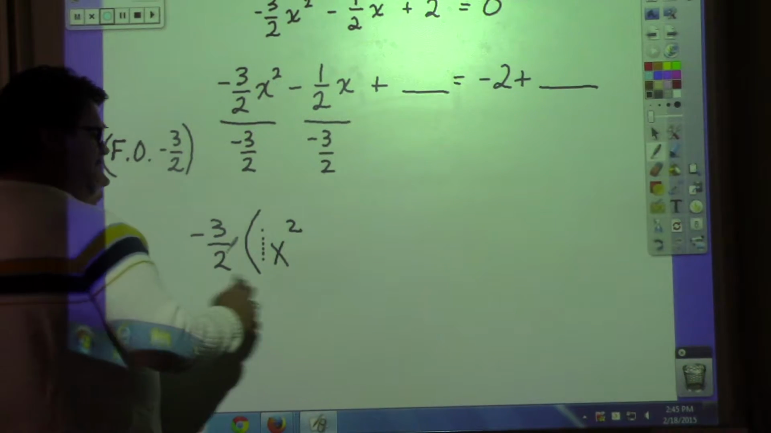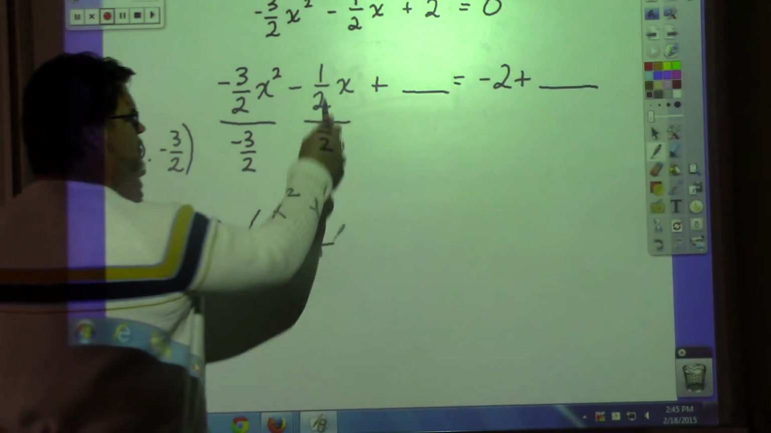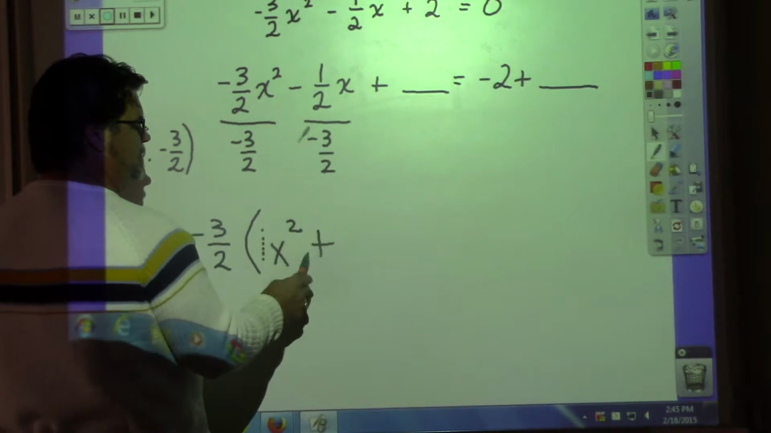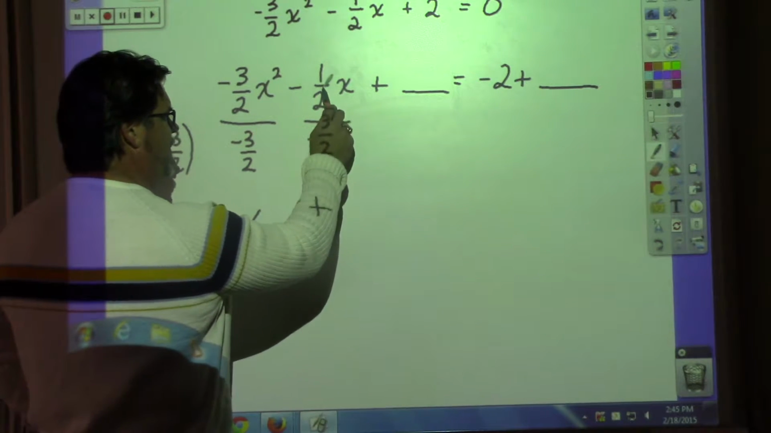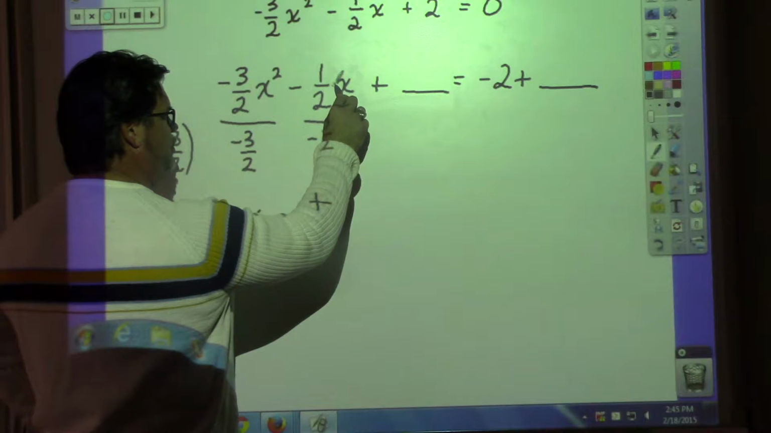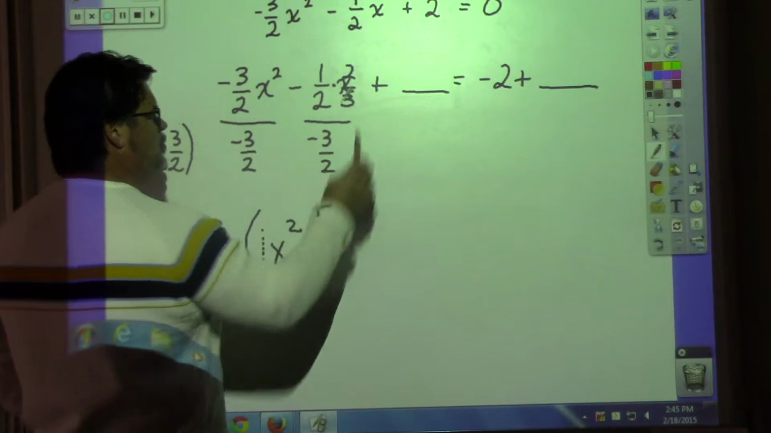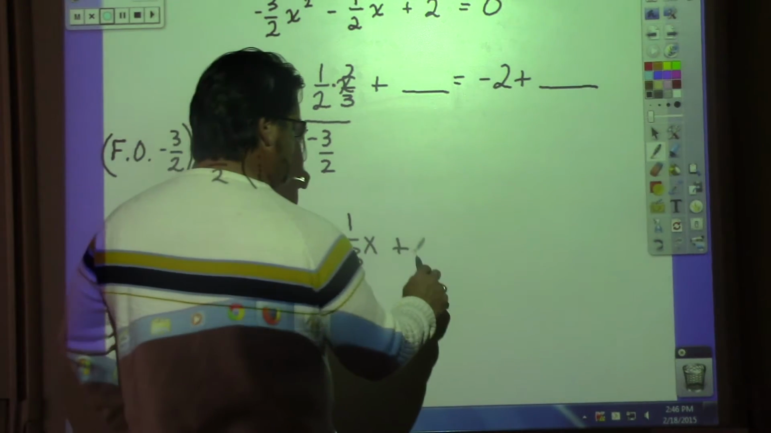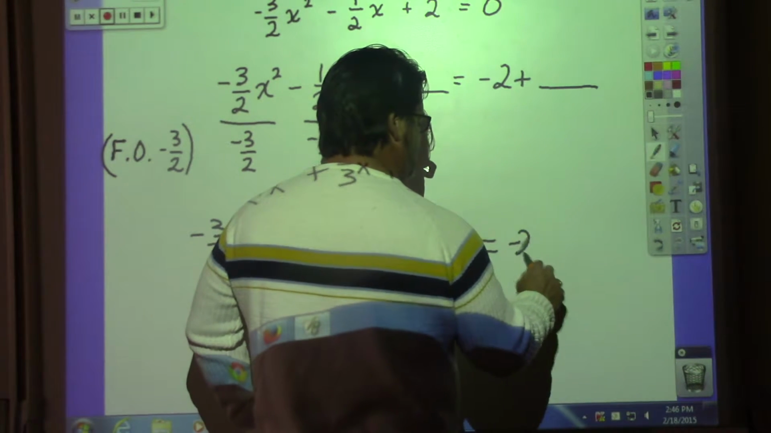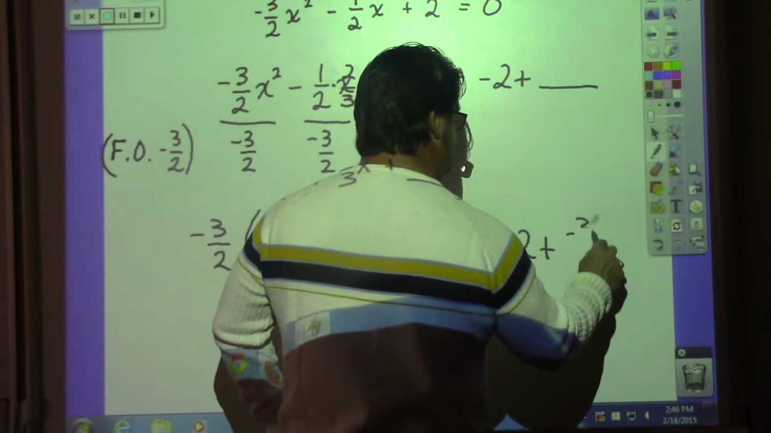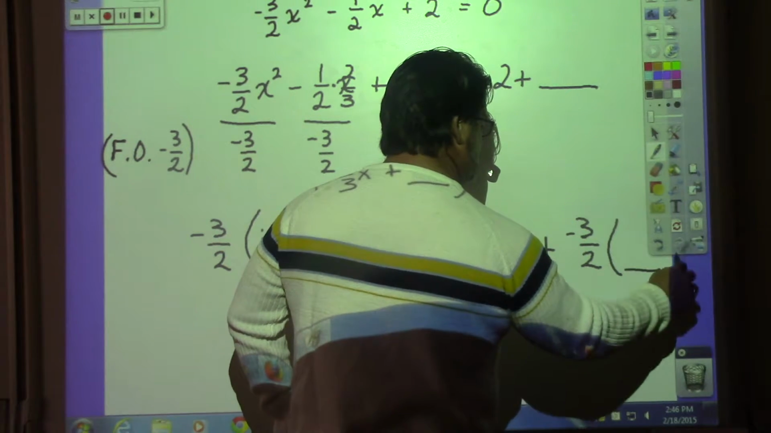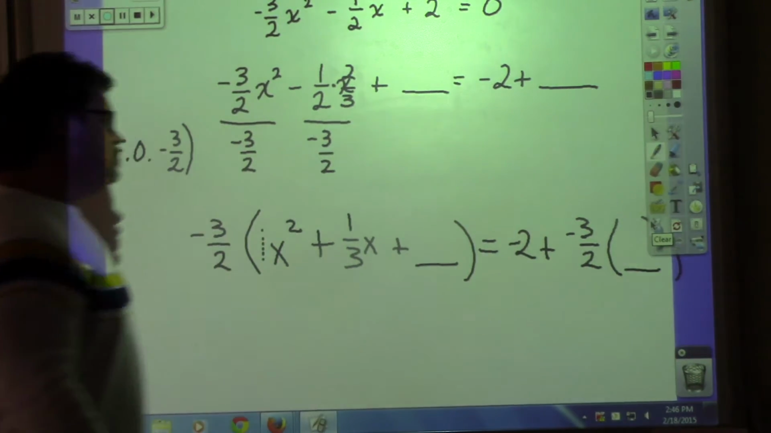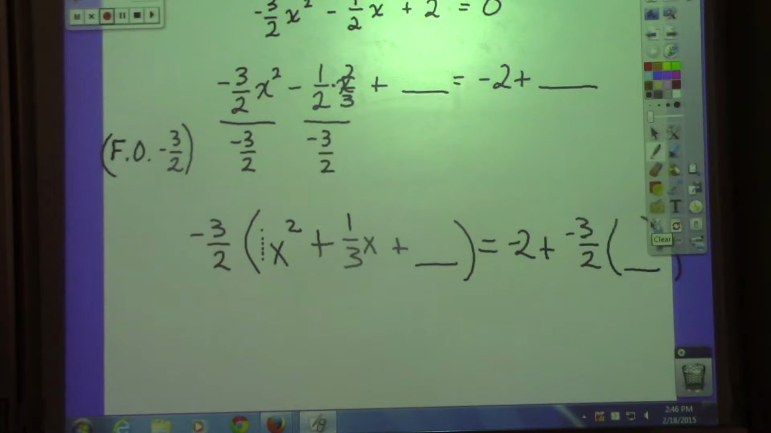-1/2 divided by -3/2 is a positive. And here's the math. I'm not going to worry about the negatives because I already got positive down. So we're dividing 1/2 by -3/2, or 3/2 to multiply by 2 what? And that's going to give us what? 1/3? Plus blank is equal to -2 plus -3/2 times blank. And I'm not going to go over that rule, but I'm just going to mention it. Whatever you factor out, you multiply by the right side blank.